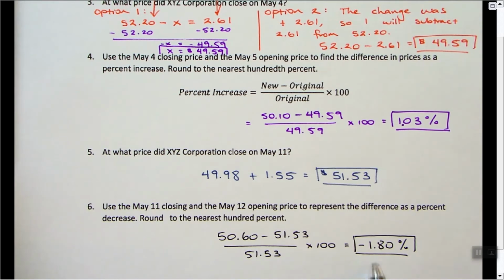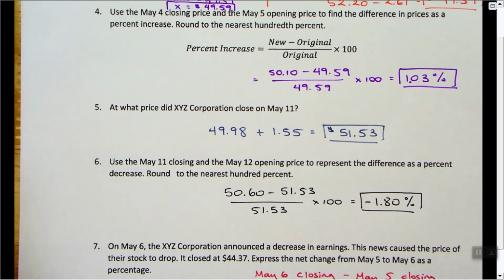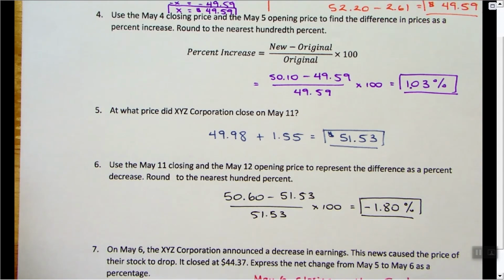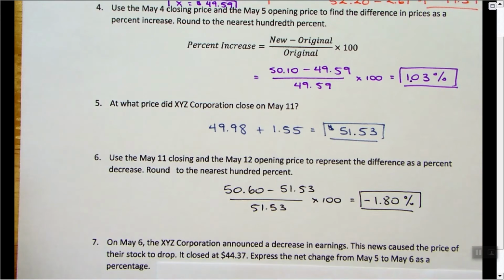So this can go up or down. That's that. Okay. Now, one more question to answer is on May 6th, the XYZ Corporation announced a decrease in earnings. This news caused the price of their stock to drop. This can totally happen. If a company announces a thing about their company, that can change people's trust in them going up or down in value, and so they may buy or sell at a higher or lower rate.